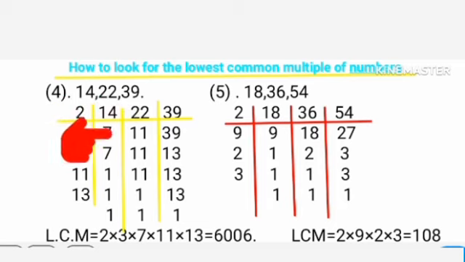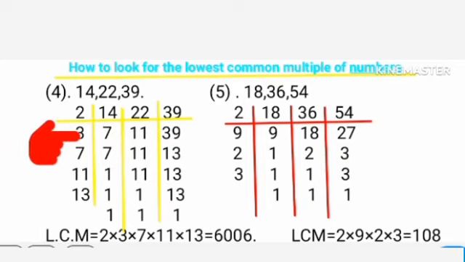2 can go in 14, that will give you 7, and 22 divided by 2, that will give you what? 11. 39 cannot be divided by 2. And when you have something that cannot divide into a number, you write 39 back. And that's exactly what we have here. So here now, we have what? 7, 11, and 39.